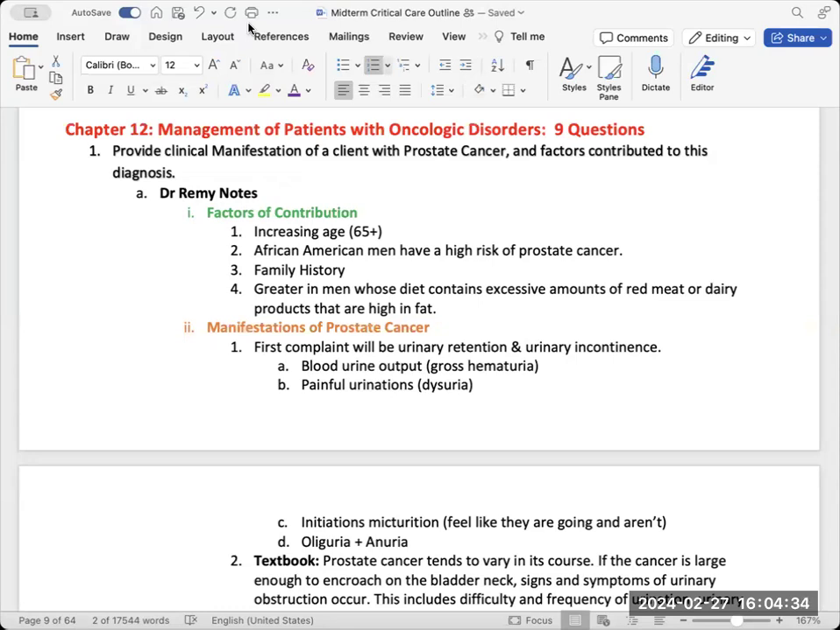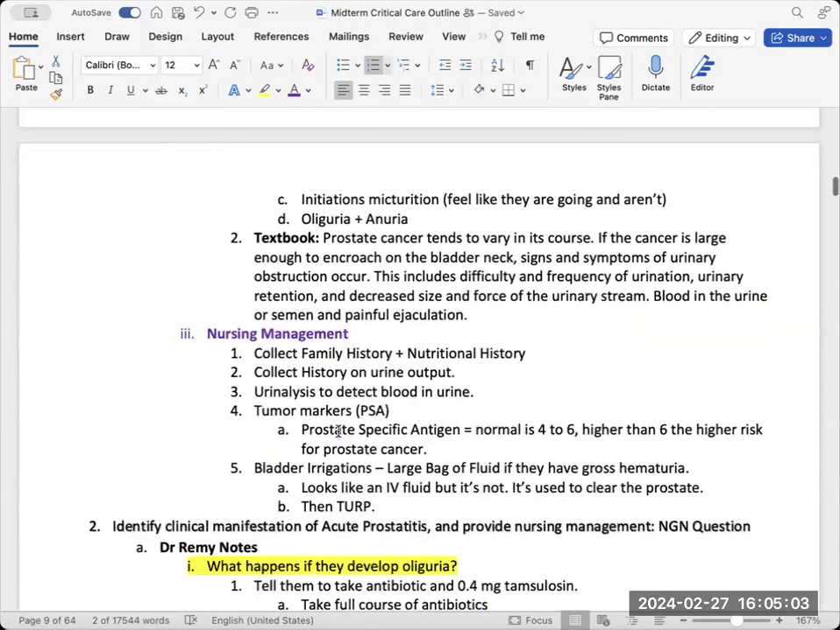According to the textbook, the highest population group at risk for prostate cancer includes African American males. They have the highest risk for prostate cancer. Increasing age, greater than 65, puts you at risk for prostate cancer. A diet high in red meats and dairy also puts you at risk, as well as a family history. So, those are factors that would contribute to the diagnosis of prostate cancer.